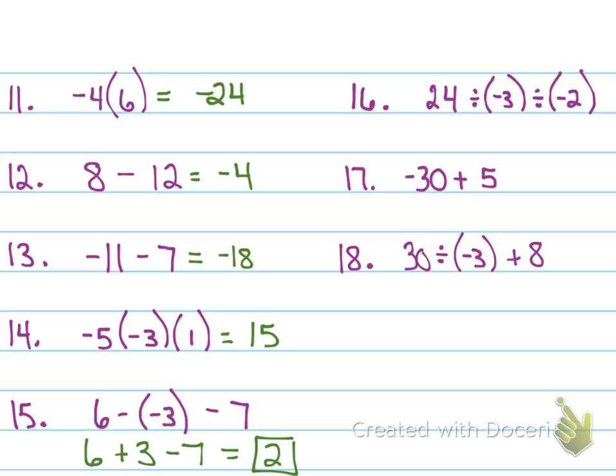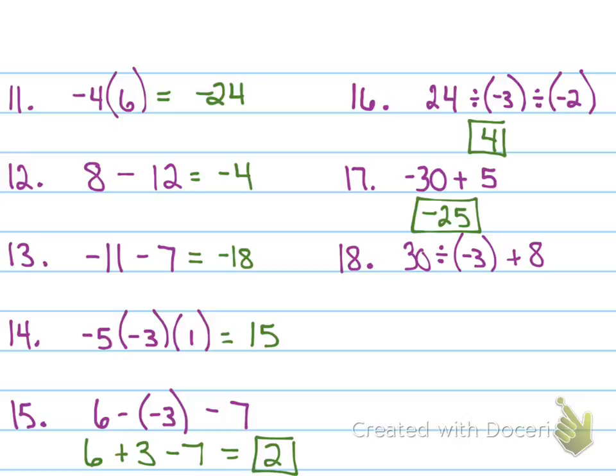24 divided by 3 is 8. 8 divided by 2 is 4. I have 2 negatives, so my answer is positive. What about number 17? What's number 17? Negative 25.